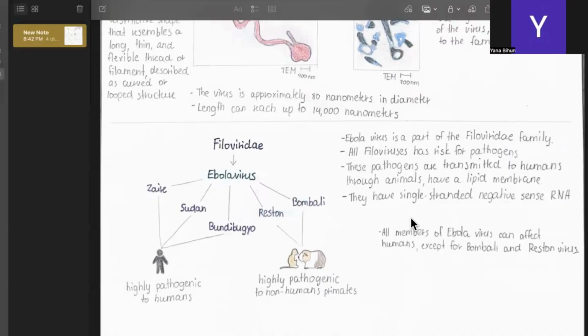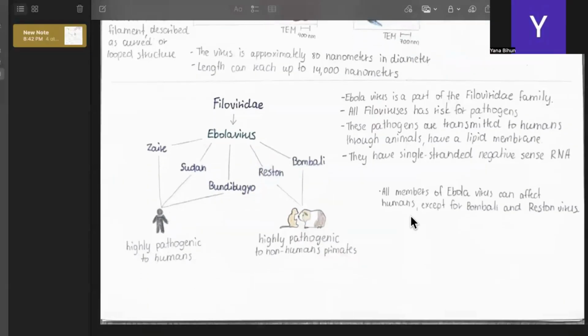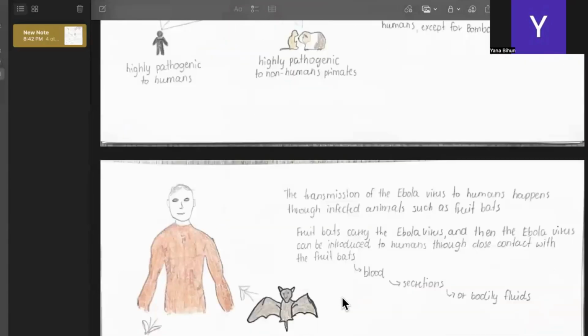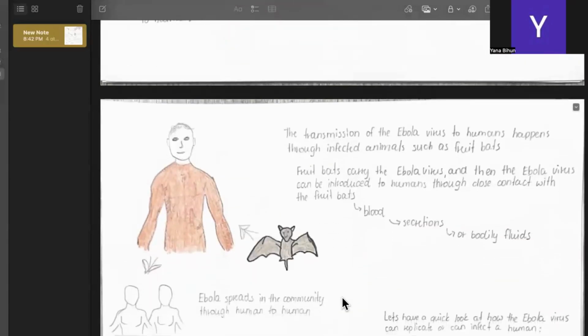All Filoviridae viruses are a risk as pathogens. These pathogens are transmitted to humans through animals and have a lipid membrane. They have single-stranded negative sense RNA. All members of the Ebola virus group can affect humans except for Bombali and Reston virus, which are not pathogenic to humans, only to non-humans.